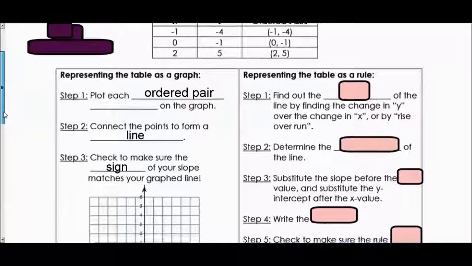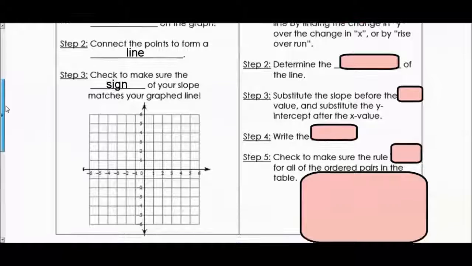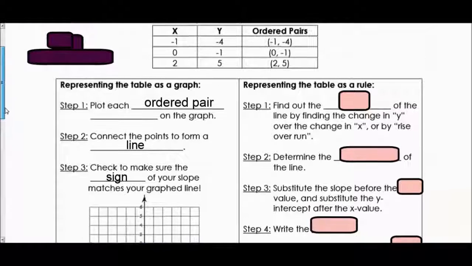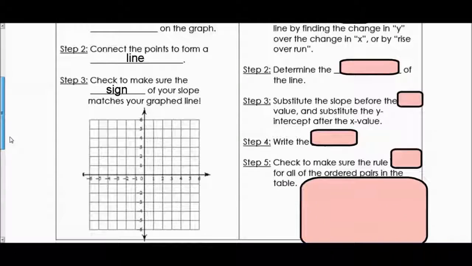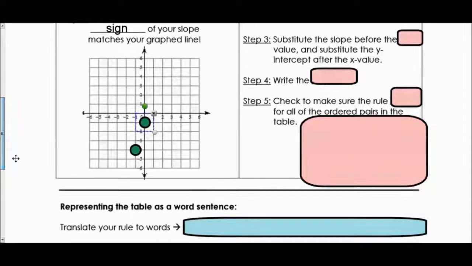So we're going to just plot those 3, -1, -4, 0, -1, and was it 2, 5? Those are our 3 points, giving us this line.